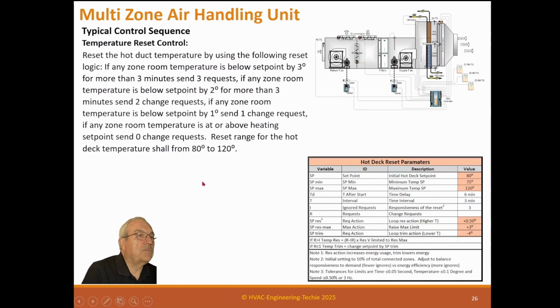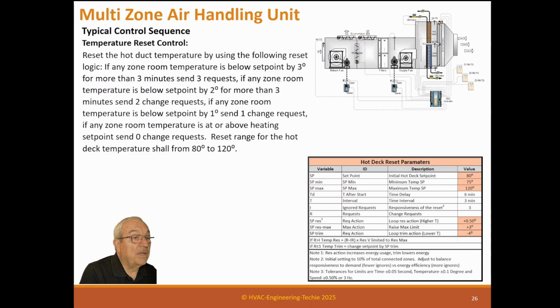Reset the duct temperature by using the following reset logic. This is the hot water deck. If any zone room temperature is below set point by 3 degrees for more than 3 minutes, send 3 change requests. If any zone room temperature is below set point by 2 degrees for more than 3 minutes, send 2 change requests. If any room temperature is below set point by 1 degree, send 1 change request. If room temperature is at or below heating set point, send 0 change requests.